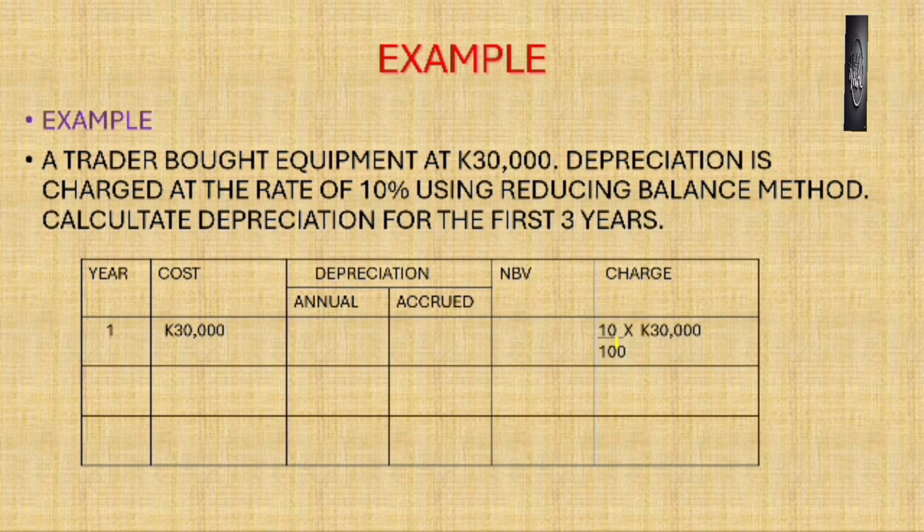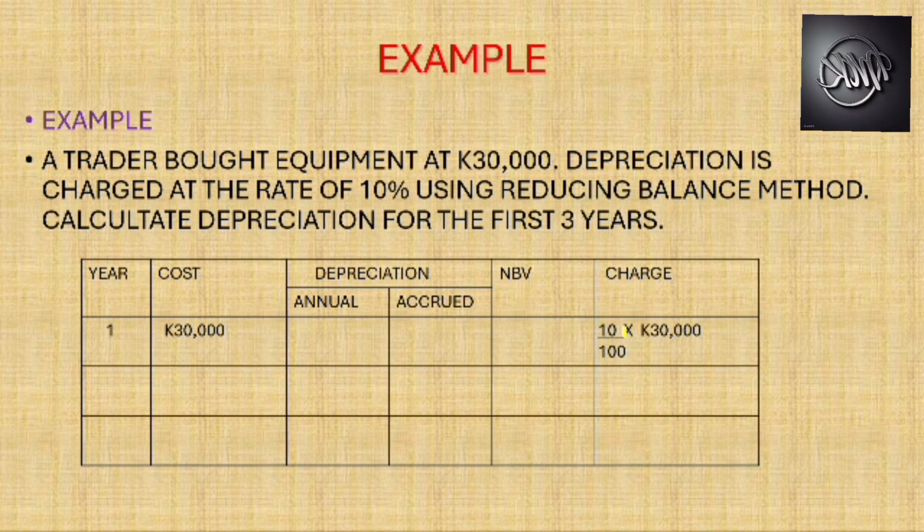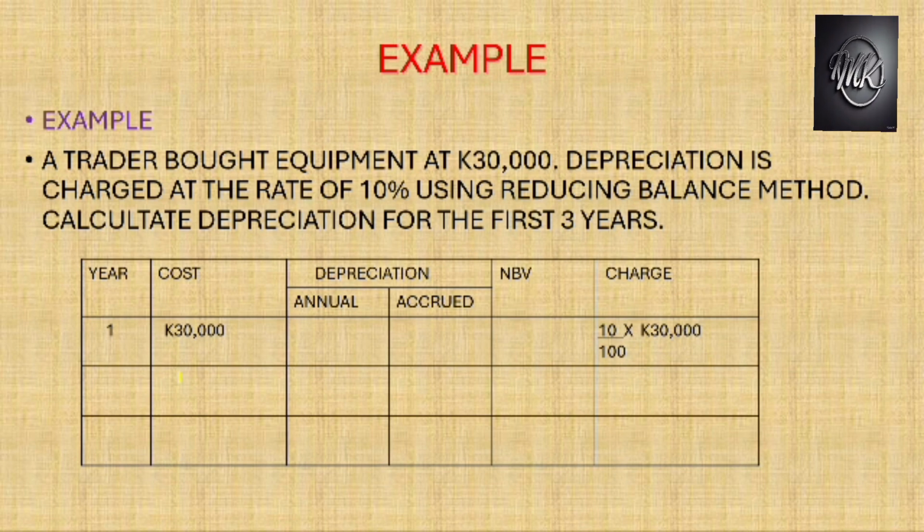So how do we do it? We are told it's 10% of the original cost. So our percentage is fixed. It will be 10% in this year, in the second year, in the third year. But what will change now will be the net book value. In the first year, it is calculated on the original cost, which is this 30,000. So when we calculate, we are going to get 3,000. That is the 10% of the 30,000.